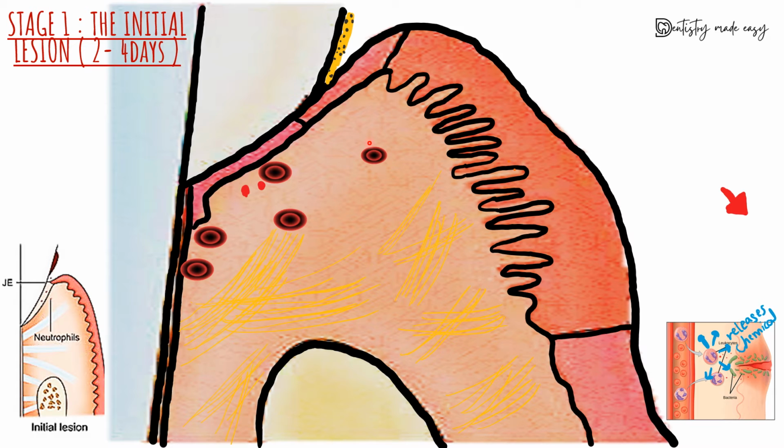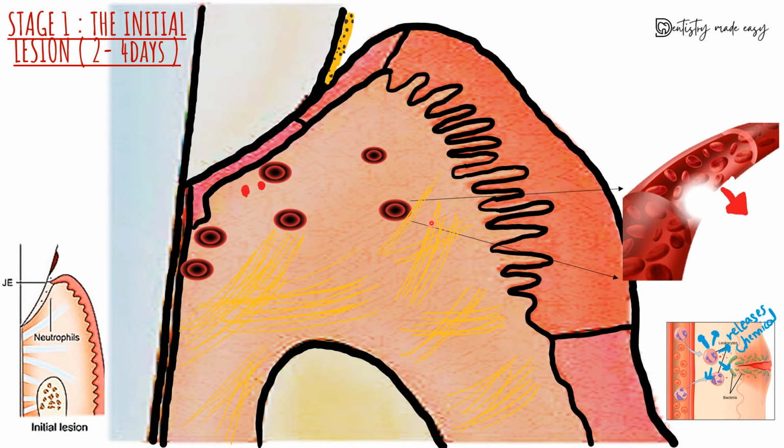and because of the activation of these neutrophils, the vasoactive substances that are released will lead to the dilation of the capillaries. So these are your blood capillaries which are present in the connective tissue. Because of these vasoactive substances released by the neutrophils, the capillaries are dilated. Because of this dilation of the capillaries, the blood flow is increased. So the first manifestation that you will see is dilated capillaries and increased blood flow in stage 1.